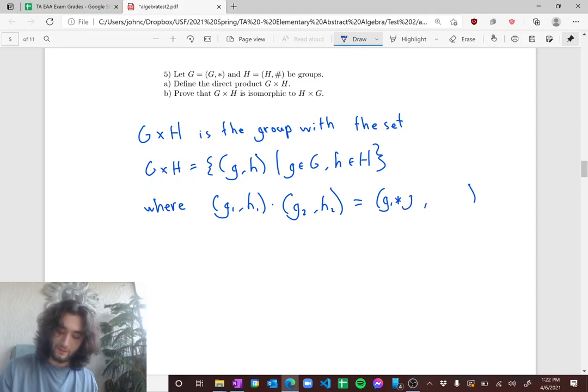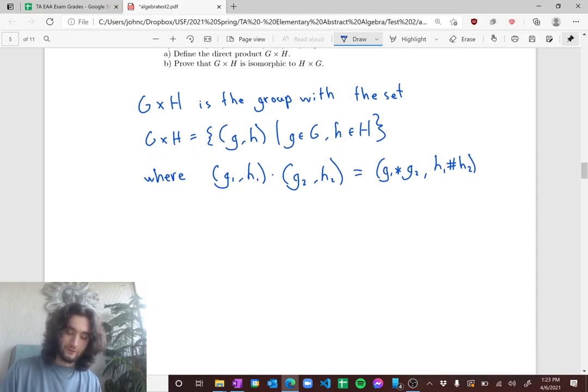You multiply the G1 and G2 together in the left component with whatever operation they had going on in G, and you do the same thing to the H's with whatever operation they had going on in H. So star and the hashtag are the operations, the letters are the individual elements of the group, of course. So there you go. That is the direct product G cross H, that set with that operation.